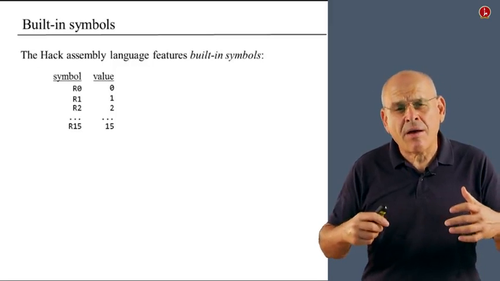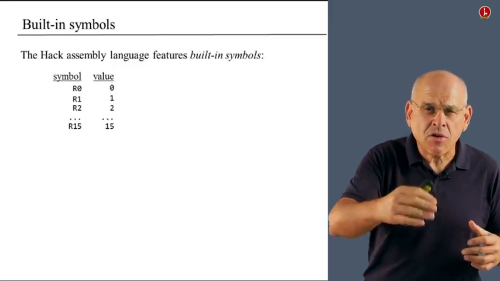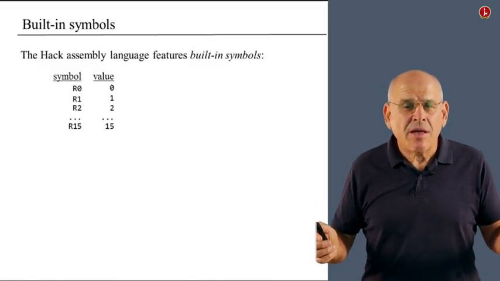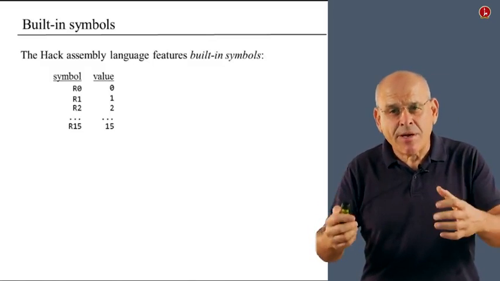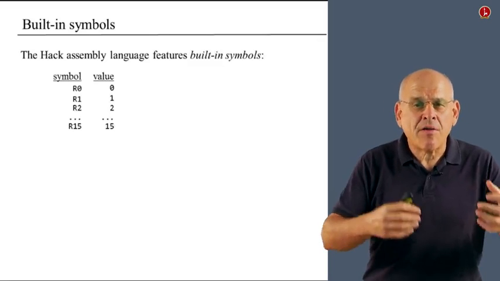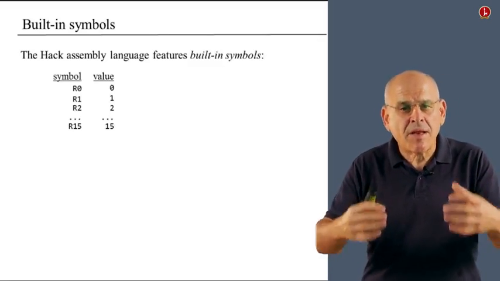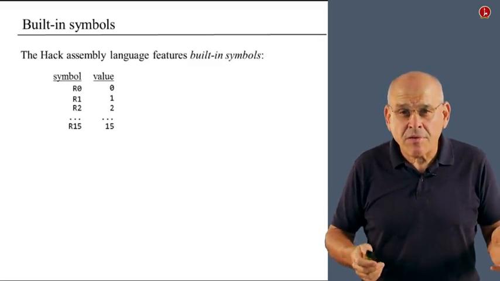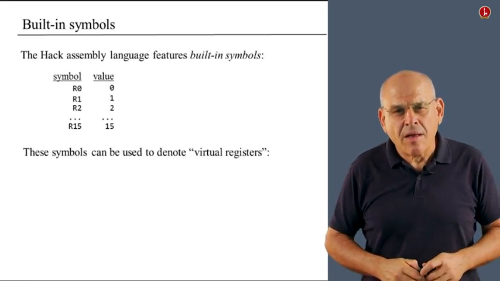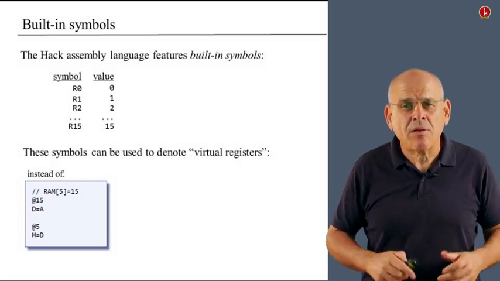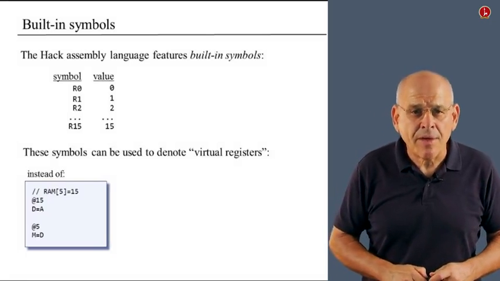And these labels range from R0 to R15, and the contract is such that whenever the assembler or the translator sees a label like R3, it will replace it with the number 3. That's all. So you may ask yourself, why do we need these fancy labels? Well, here's an example where these labels can come into play.